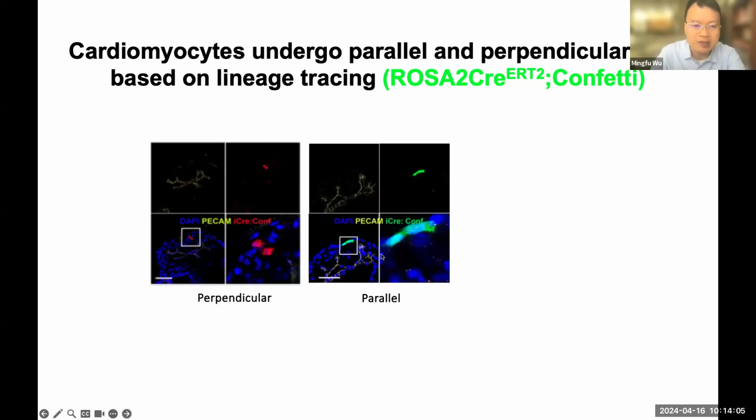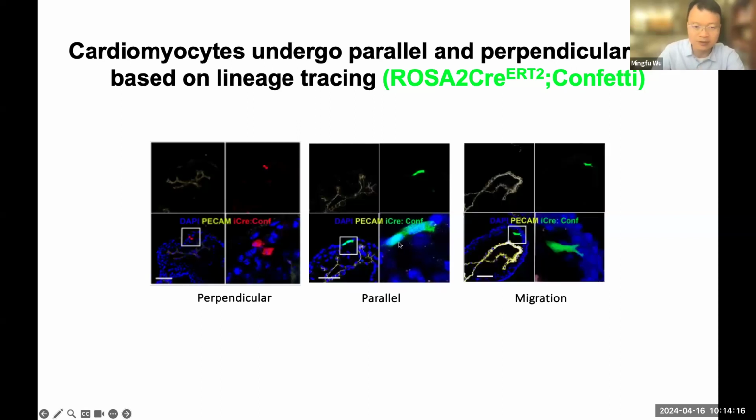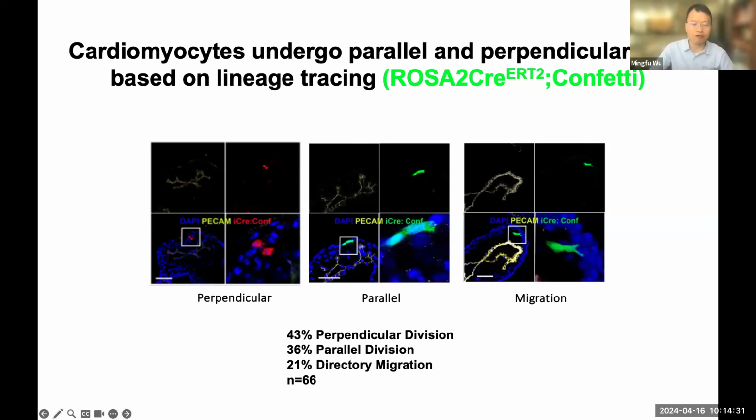And in this scenario, you can see both daughter cells are still at the surface of the heart. Then we can infer that the labeled mother cell underwent parallel division, and so both daughter cells are still at the surface. In the third scenario, you can see that the daughter cells actually migrate into the cardiac jelly and will initiate trabecular formation. So we analyzed about 66 clones, and we found that 43% of the clones are derived from perpendicular division, 36% of them are derived from parallel division, and 21% are derived from directed migration.